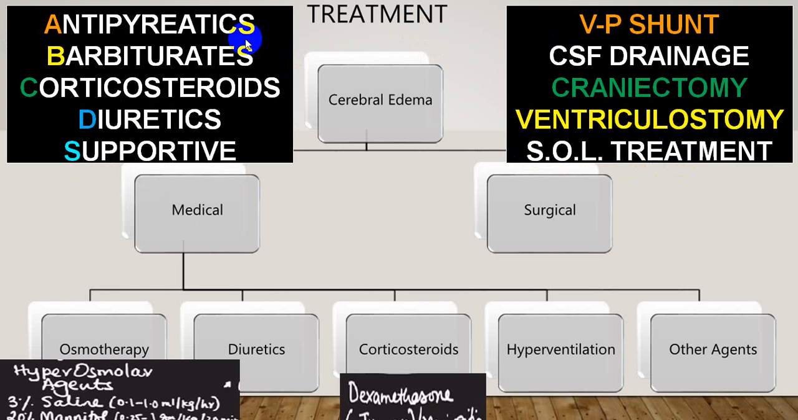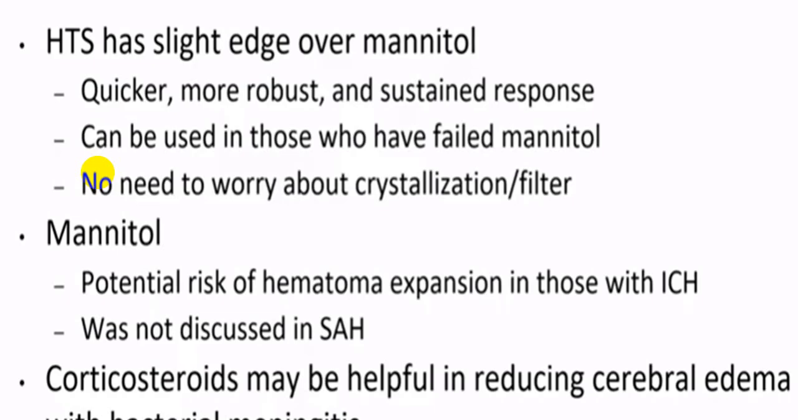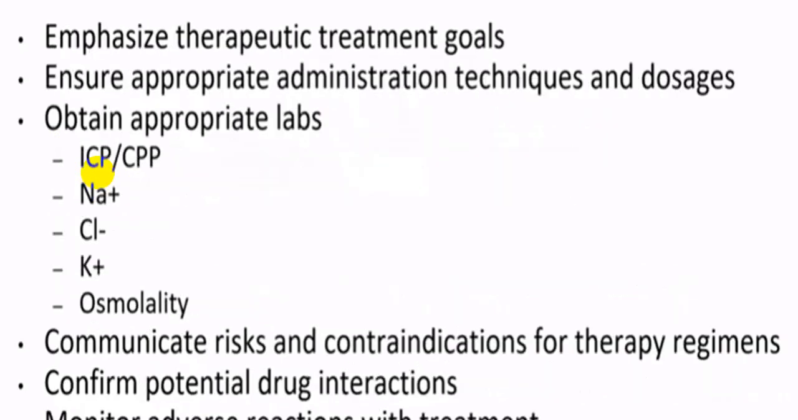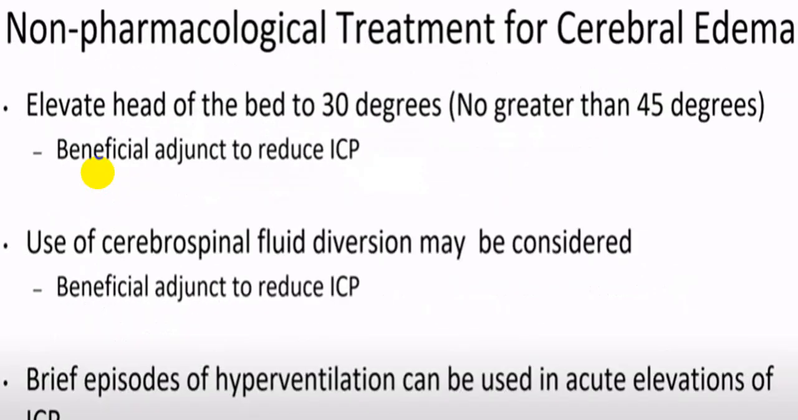While non-specific treatment like antipyretics, sorry, the spelling is wrong, this A should not be there. Barbiturates, glucocorticoid, diuretic, and hyperosmolar, or we call as hypertonic saline or mannitol. These are non-specific treatment. You have to think of the clinical condition and then use it. So mannitol, glucocorticoids, hypertonic saline, depending upon the condition, you have to decide.